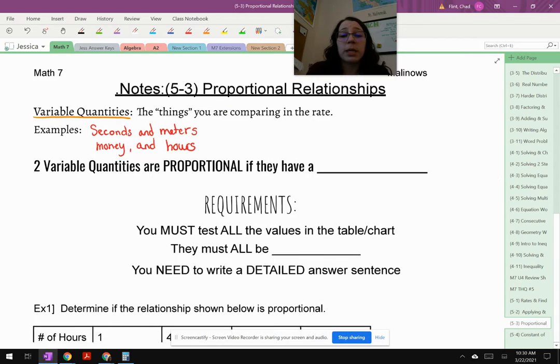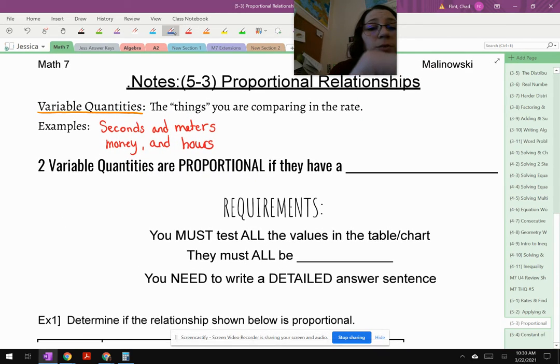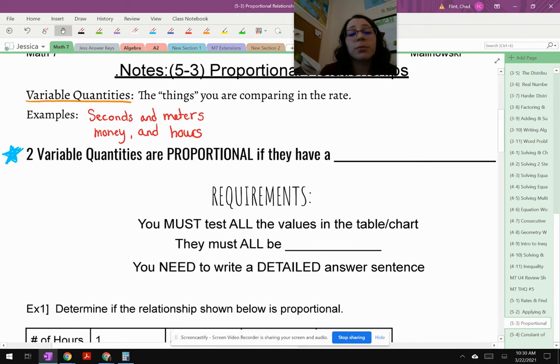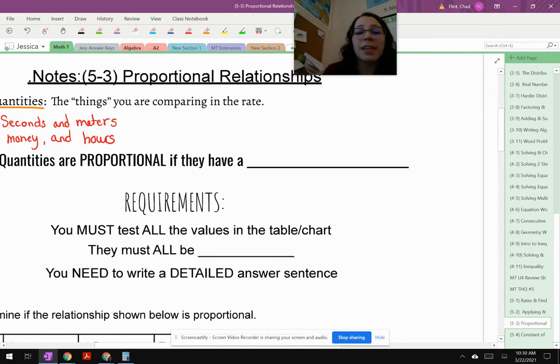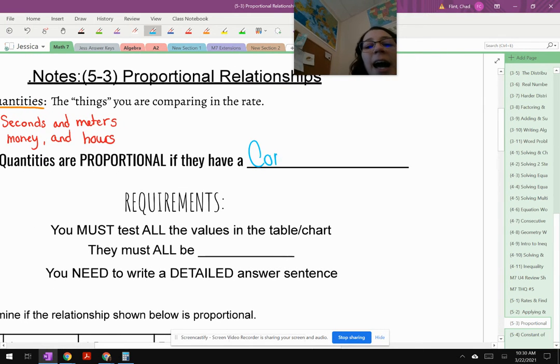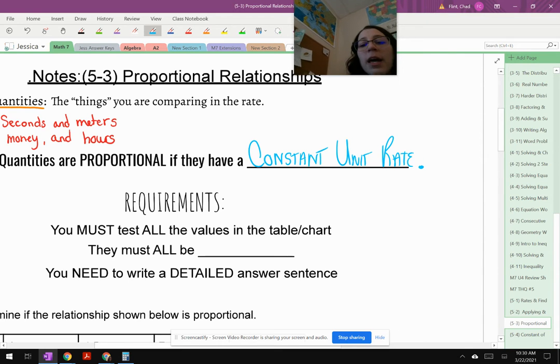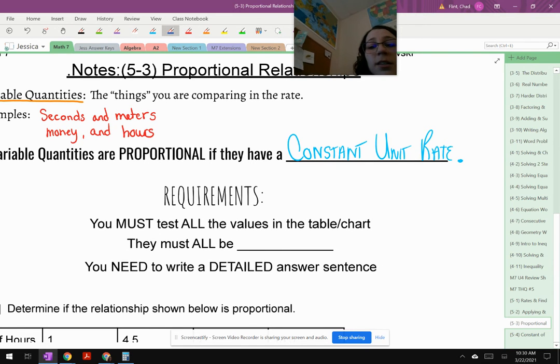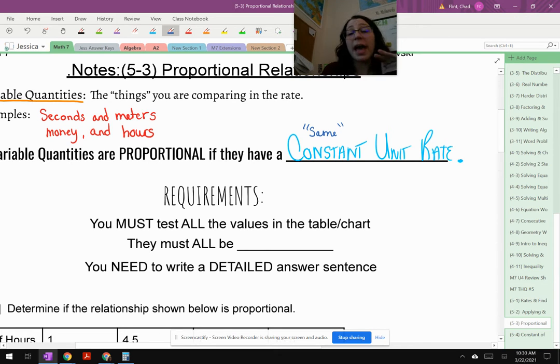So this is going to be the big meat and potatoes of this lesson or of this unit moving forward. Two variable quantities, so two things, like money and hours, seconds and meters, feet and time, whatever. Two variable quantities are proportional if they have a constant unit rate. It has to have a constant unit rate. Constant being the same. That same unit rate shows up in every situation.